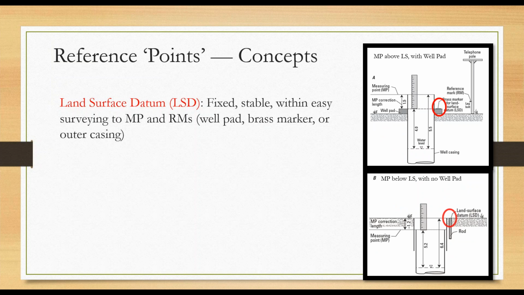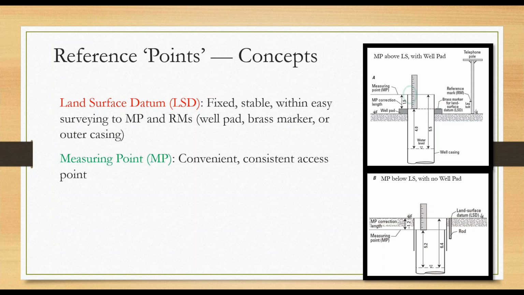So just a little bit about the reference points, the concept. Land surface datum, we call that, is a fixed and stable point with easy access for surveying the measuring point and the reference marks. Land surface datum is something like a well pad, brass marker, or the outer casing of a well. The measuring point itself is a convenient location with easy access, and it's a consistent location. You want to make sure that you're always using the same measuring point when you document your measuring point.